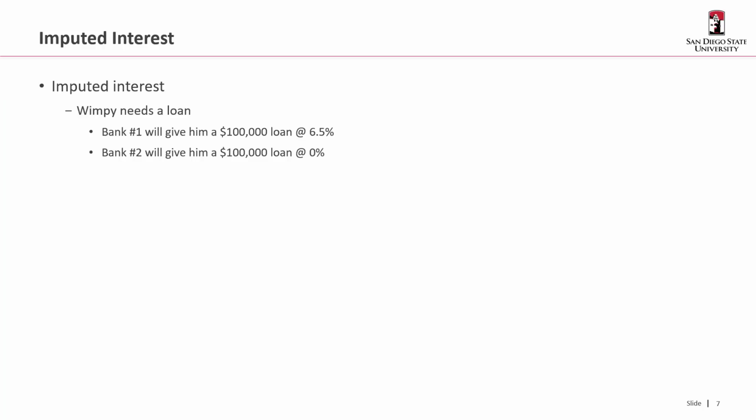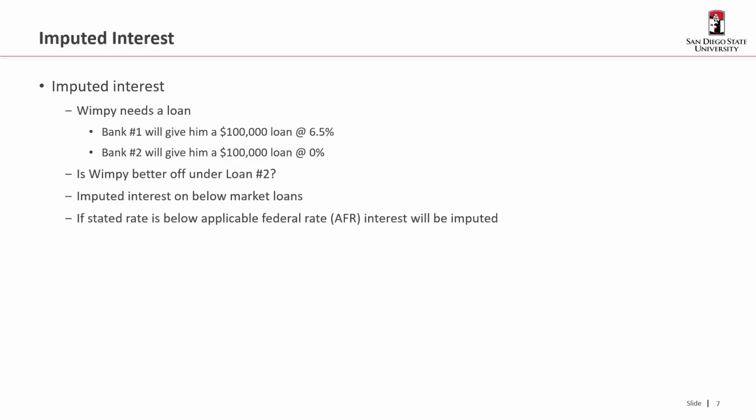Anyway, so obviously, no one really is in the interest of loaning people money with no interest charge. So what that means is Wimpy is definitely better off under Loan 2 because he's not being charged for the use of someone else's money. That's imputed interest. What we have to do is say, well, look, it must be that a portion of what Bank 2 is going to collect from Wimpy actually is interest. And we have to impute that amount because it's not stated as part of the loan. And you get imputed interest when you loan money that is below market rate. Now, market rate is in the eye of the beholder.